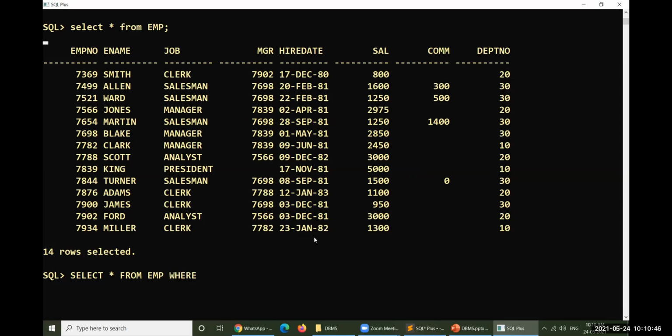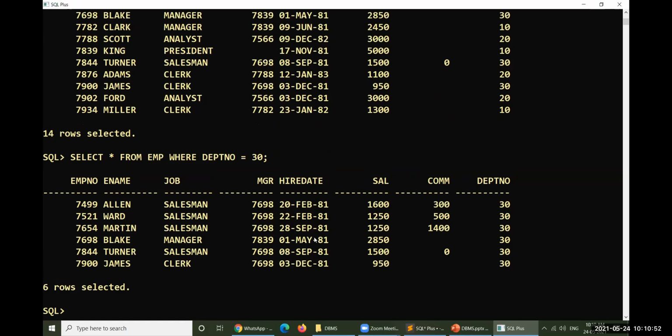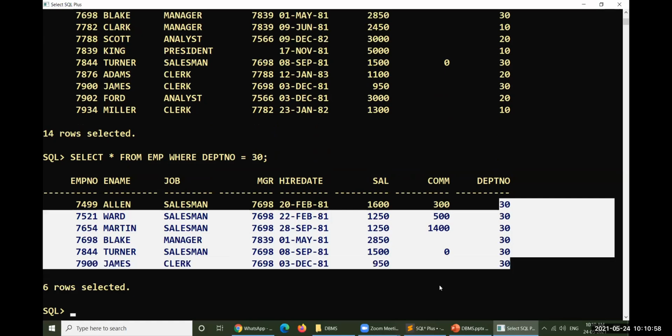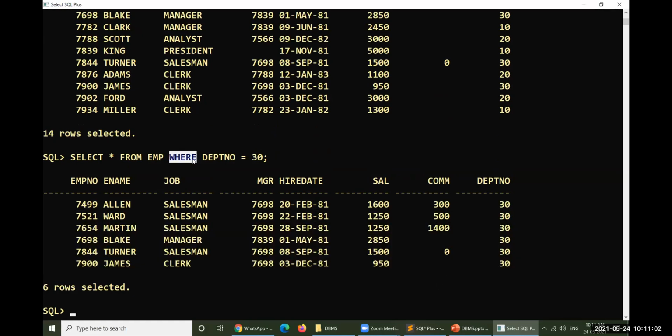So in WHERE, what is the filter condition? DEPTNO will be equal to 30. If you take something like this, the remaining everything has been switched off and only the people who belong to the 30th department have been displayed. So that is why this WHERE clause is always trying to filter the data. Filtering gets operated here. Okay, so this is the WHERE clause application.